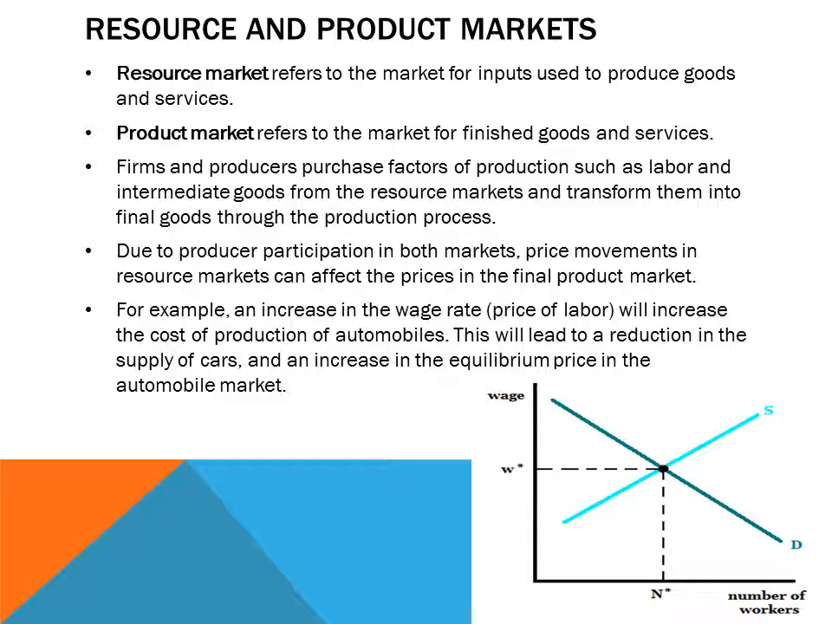Due to producer participation in both markets, there is a strong connection between these two markets. Price movements in the resource market can affect prices in the final product market. For example, if we have an increase in the wage rate, also known as the price of labor, this will increase the cost of production of automobiles. This will also lead to a reduction in the supply of cars and therefore increase the equilibrium price in the automobile market.